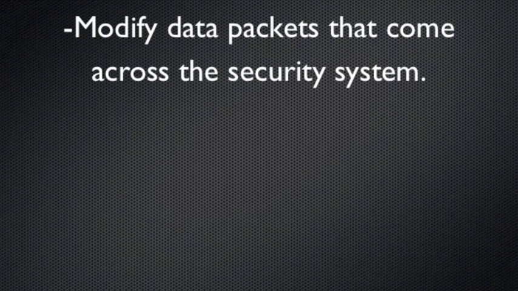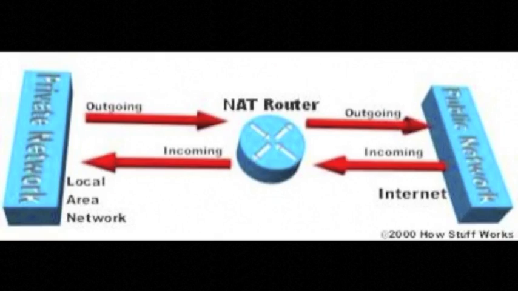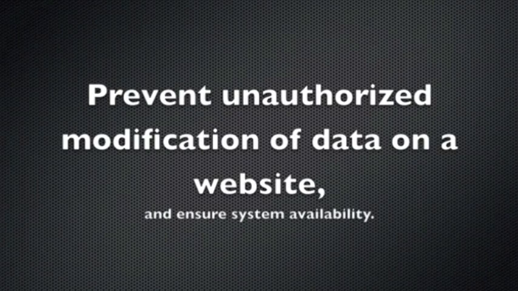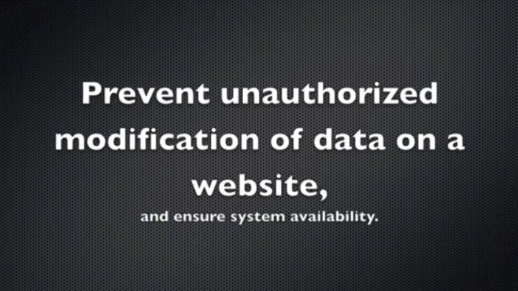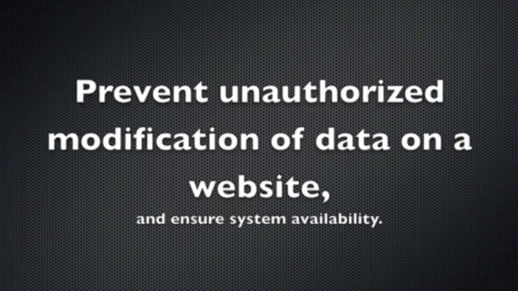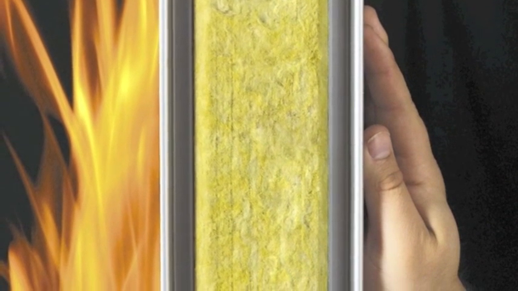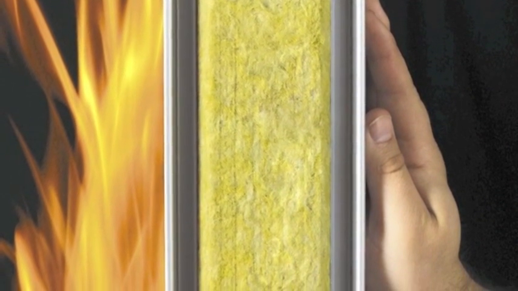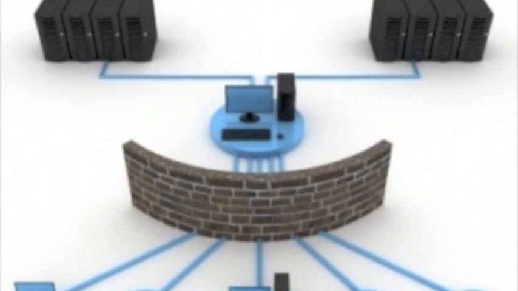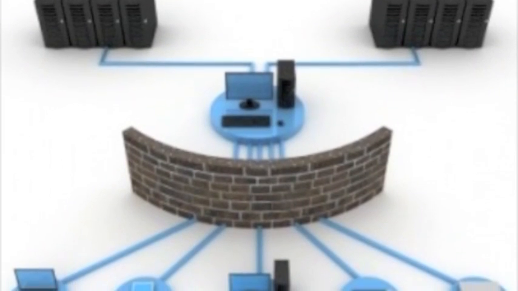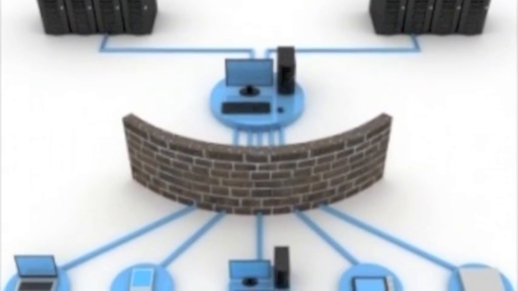It can also modify the data packets that come across the security system, called network address translation. Firewalls can prevent unauthorized modification of data on a website and ensure system availability, as well as other features. A firewall's job resembles a physical firewall that keeps a fire from spreading from one area to the next. A firewall is a program or hardware device that filters the information coming through the internet connection to your computer.